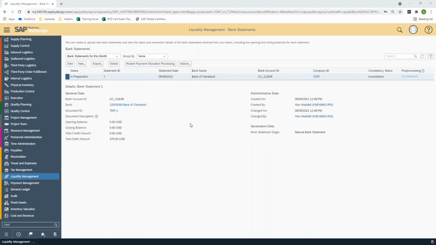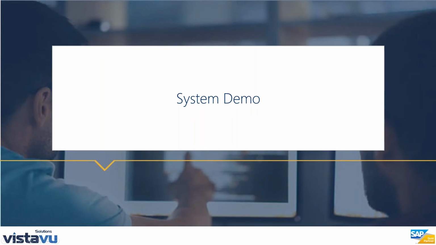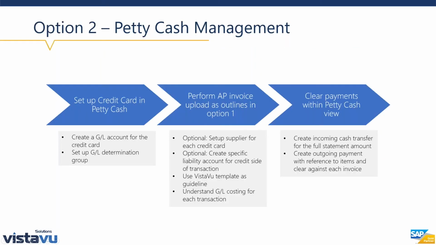That's it for option 1. Let's jump back to the slides, and let's look at option 2, which is also uploading credit card transactions in the form of supplier invoices, but then clearing them in petty cash.